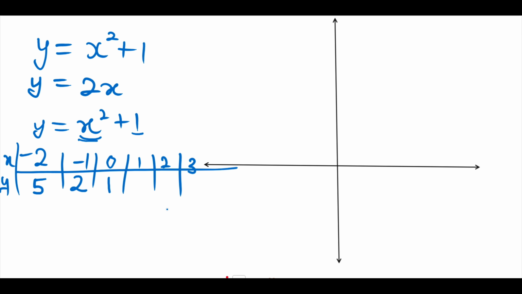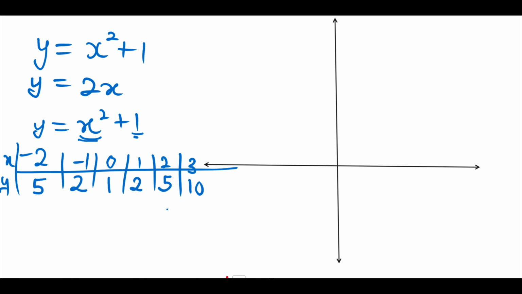Now when we get to 1, we do the same thing. 1 squared will give us 1, plus 1 will give us 2. Then we take the next x value, which is 2. 2 squared will give us 4, plus 1, we get 5. Then the next number is 3. 3 squared will give us 9, plus the 1 here, we get 10. So these are the corresponding y values for the given quadratic function.